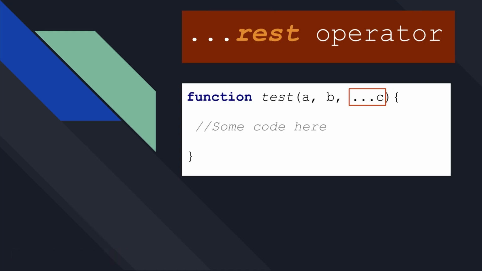Today we're going to talk about the REST operator, which was added in ES6. First we're going to explain how you can use this REST operator on real-world examples, and then we're going to talk about what is the equivalent way of doing things in ES5.